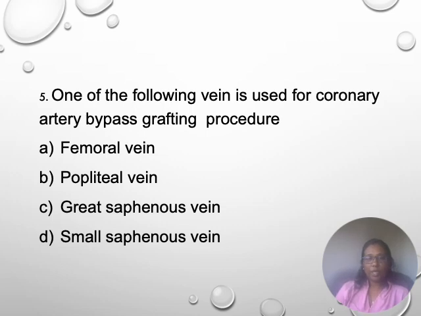One of the following veins is used in coronary artery bypass grafting procedure. That is our CABG procedure. Options are A, femoral vein, B, popliteal vein, C, great saphenous vein. Option D is the small saphenous vein.